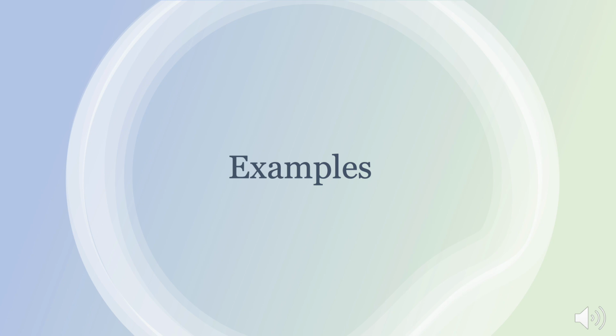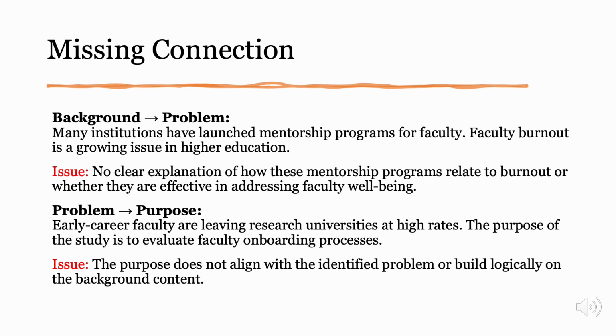Now let's take a look at some examples of effective and ineffective Chapter 1 elements. On this slide, we can see a lack of connection and a weak funnel approach between the background, problem, and purpose. The background mentions mentorship programs and faculty burnout, but it does not explain how these two are related. Then the problem points to faculty attrition, but the purpose suddenly shifts focus to onboarding processes which are not mentioned earlier. This kind of disconnect can confuse the reader and weaken the rationale for your study. The lesson here is to make sure that each section flows logically into the next.